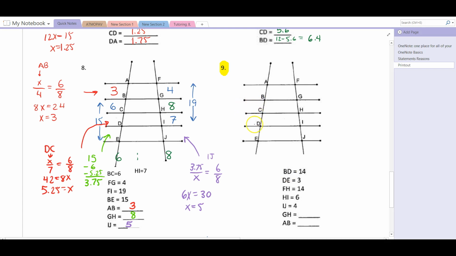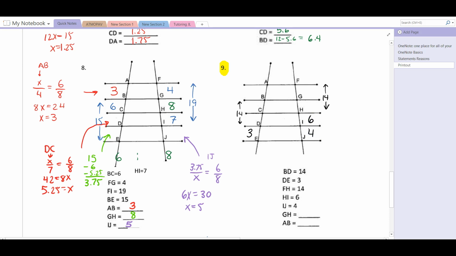BD is this portion and this portion together, so I'm just going to go ahead and do a little arrow like that. DE is an individual side, I'll call that 3. FH is over here, it's two sides together, so I'm going to call that 14. We're going to have HI, which is 6, and we're going to have IJ, which is 4.